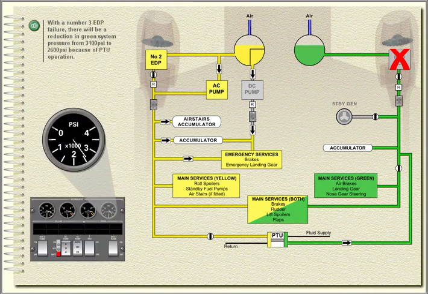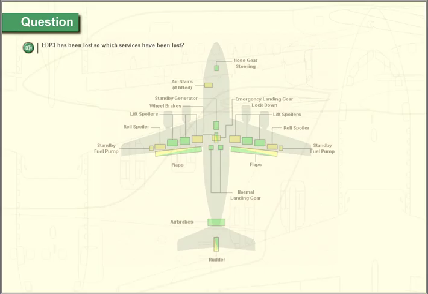With a number 3 EDP failure, there will be a reduction in green system pressure from 3,100 psi to 2,600 psi because of PTU operation. EDP3 has been lost, so which services have been lost? Click on the correct services.